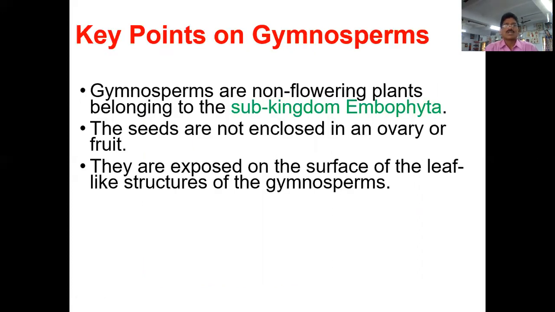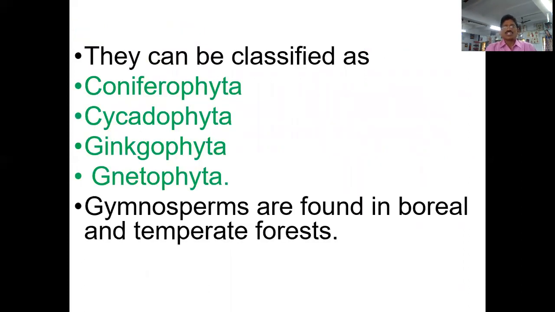gymnosperm plants. So what are the main key points of gymnosperms? The gymnosperms are non-flowering plants. They belong to the subkingdom Embryophyta. The seeds are not enclosed in an ovary or fruit. They are exposed on the surface of the leaf-like structures of the gymnosperms. So these are the main general characters and sexual reproduction of gymnosperms.